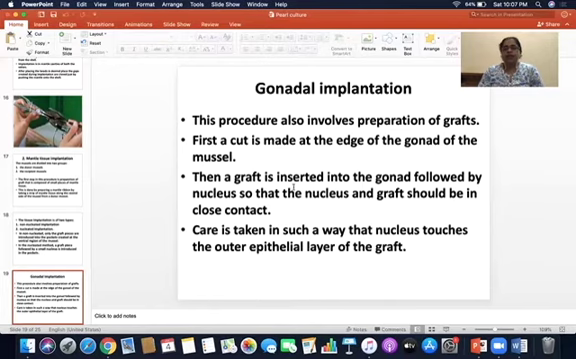Then, a graft is inserted into the gonad, followed by the nucleus, so that the nucleus and the grafts are in close contact. Care is taken in such a way that the nucleus touches the outer epithelial layer of the graft.